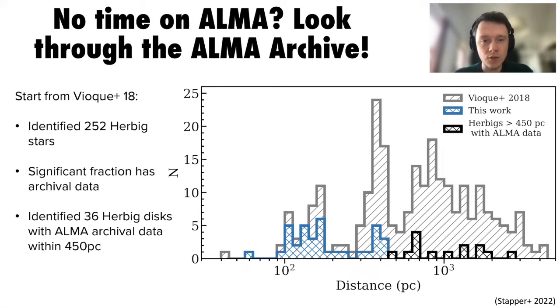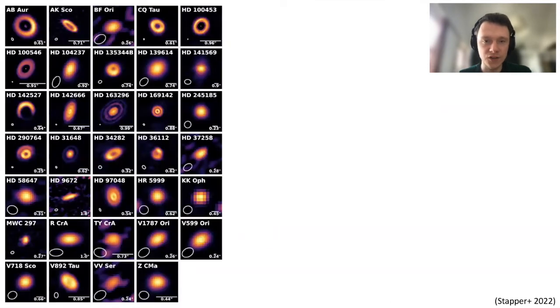And to have a well-covered sample, we limited it to a distance of 450 parsecs, which nicely includes Orion, which is the peak at 400 parsecs. And of these Herbigs, 36 have ALMA archival data. Here you can see all of them. You can see quite a variety of shapes and sizes: asymmetries, rings, and some of them are not resolved due to relatively low resolution observations.